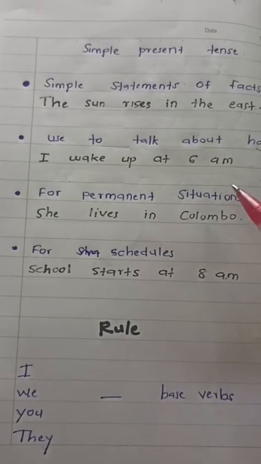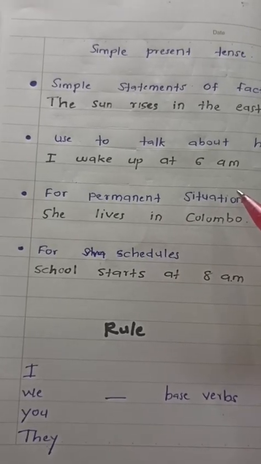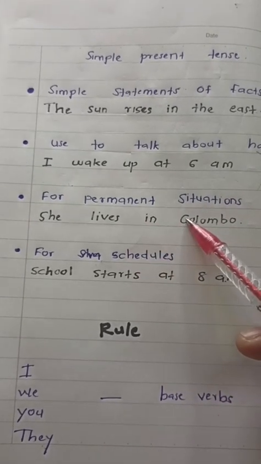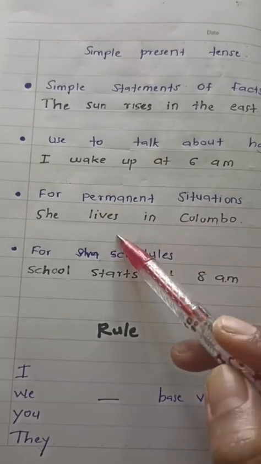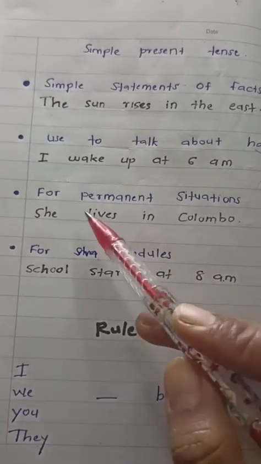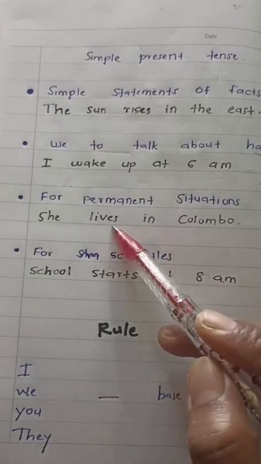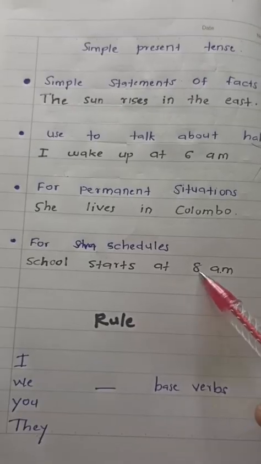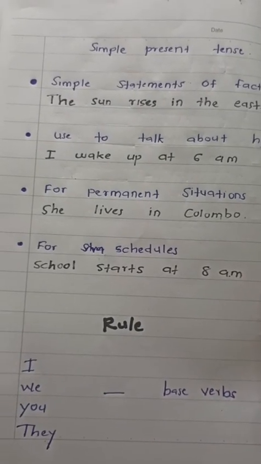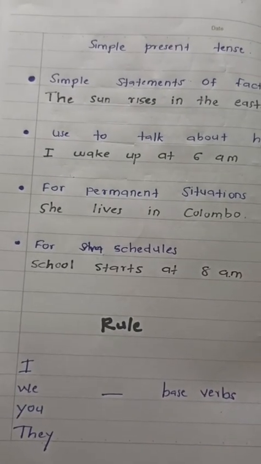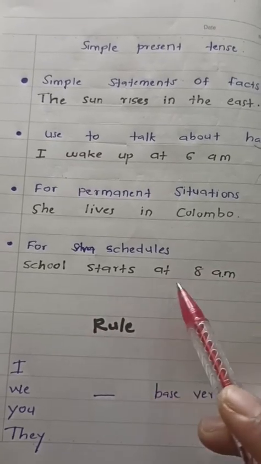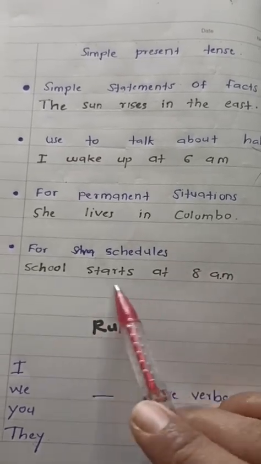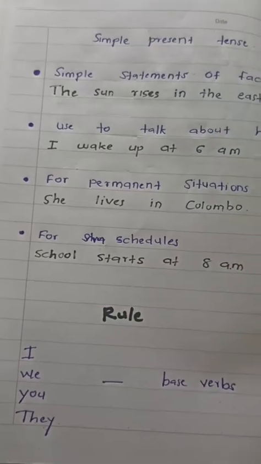For permanent situations, things that do not change. She lives in Colombo. She lives in Qatar. She lives in Canada. So this is a permanent situation, so we use simple present tense. For schedules. School starts at 8 a.m. A future event based on a fixed schedule. So school starts at 8 a.m. It is simple present tense.